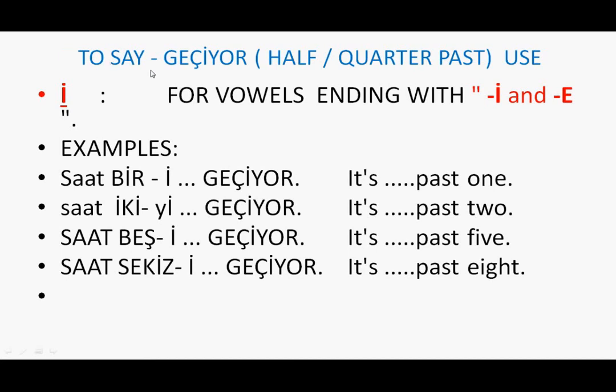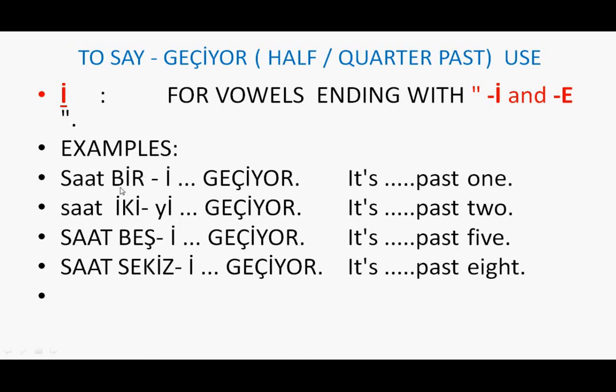So guys, to say for example geçiyor, which means half or quarter past, we use I if the vowel is ending with I or E. Okay guys, for example, it's blah blah past 1. On the right side you see English sentences, which are incomplete, same as here on the left in Turkish sentences. Look, I use here I, so if the vowel finishes with I or E.